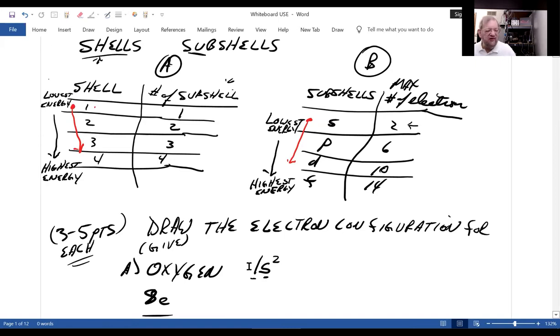Well, what's the next shell? Going to the next highest level, it's 2. And what's the lowest subshell in 2? 2s. How many electrons can I put in there? 2.